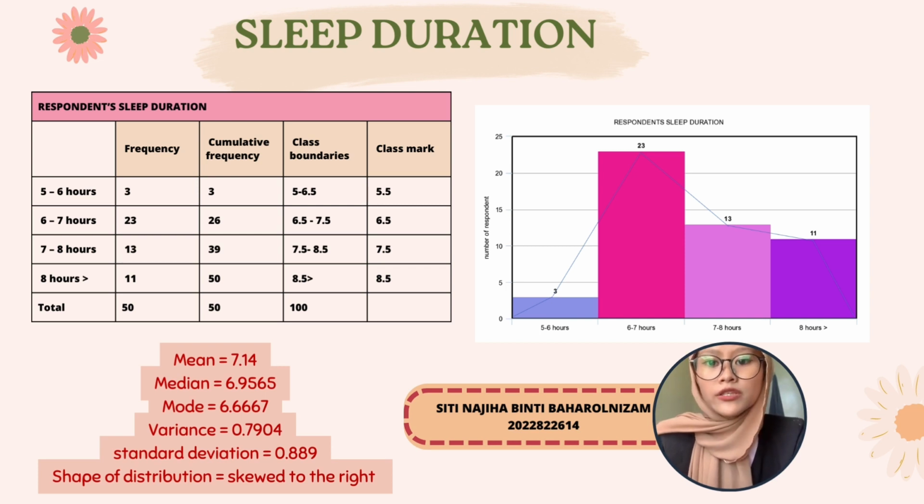So the mean of this table is 7.104, and for the median we can see here 6.9565, and for the mode 6.667. The variance for the table is 0.7904, and the standard deviation, which we get by taking the square root, is 0.889. For the graph shape distribution, we can see here the graph is skewed to the right.